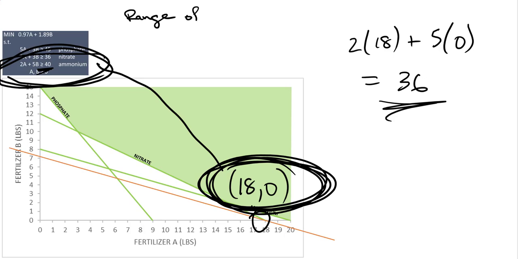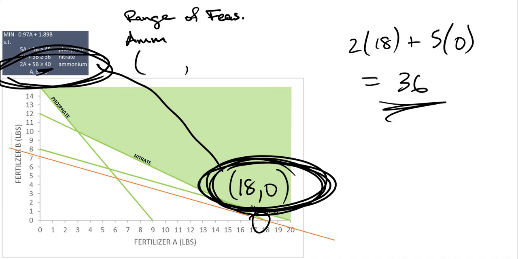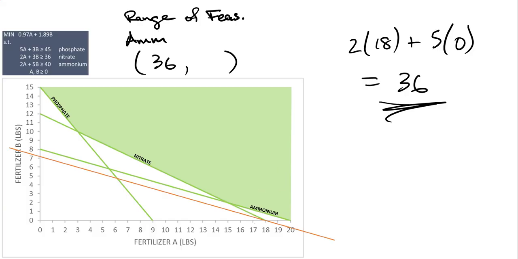So range of feasibility, I'll just short form that. For ammonium, I have a lower limit of 36. We now need to go and find the upper limit of that range of feasibility.